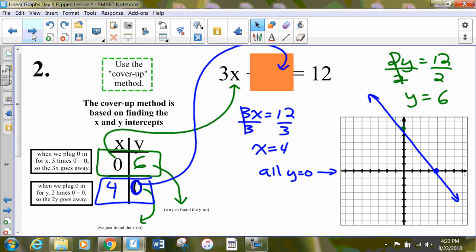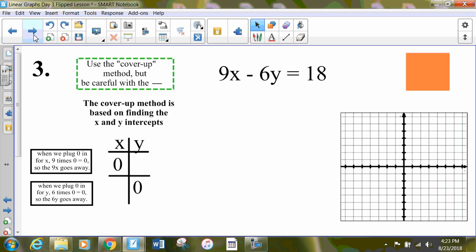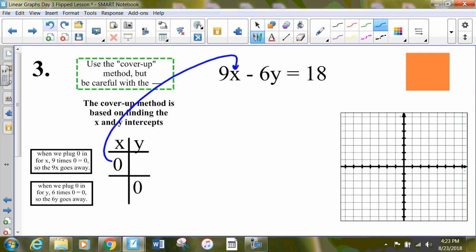and so is the cover-up. Let's try the cover-up method again, but this time I want you to note we're going to be really careful with the minus. See how we have a minus sign here? When we do the cover-up, we have to be thinking about that minus sign to make sure that nothing happens with it. All right, so let's see. We're still going to do the same thing, right? We're going to plug a 0 in for x. When we plug that 0 in for x, 9 times 0 is 0. Cover that up. It's gone.